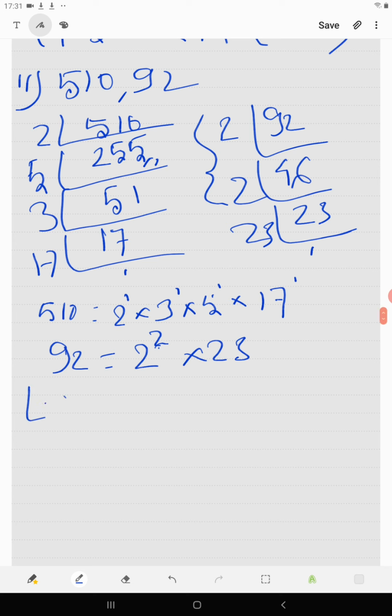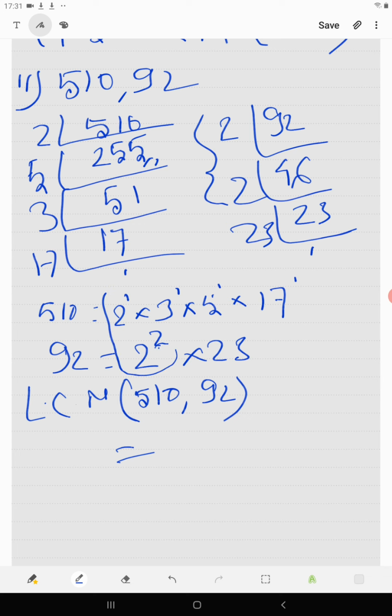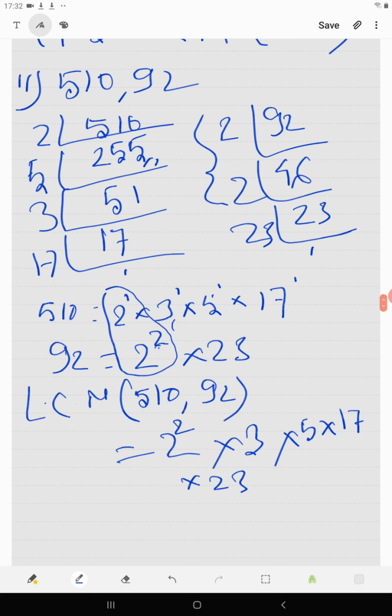Okay, now LCM of 510 and 92 will be given as, so what is the highest factor for 2? 2 square. What is the highest factor for 3? 3 only. What is the highest factor for 5? 5. What is the highest factor for 17? 17. What is the highest factor for 23? So 23.